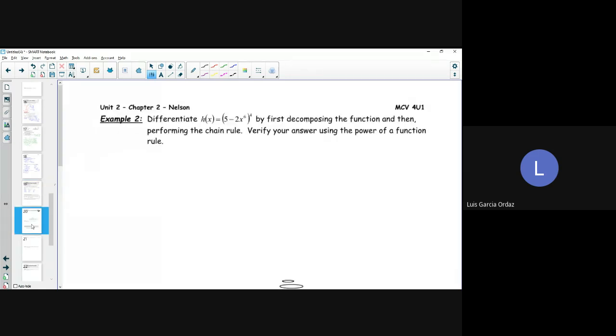In example 2, we want to differentiate h of x, which is equal to (5 minus 2x) to the power of 6 times 4, by first decomposing the function and then performing the chain rule. We want to verify our answer using the power of a function rule.